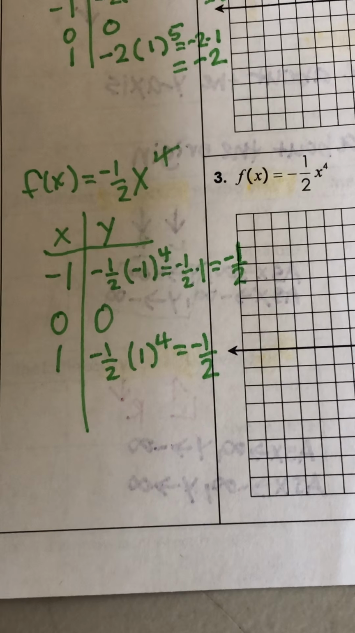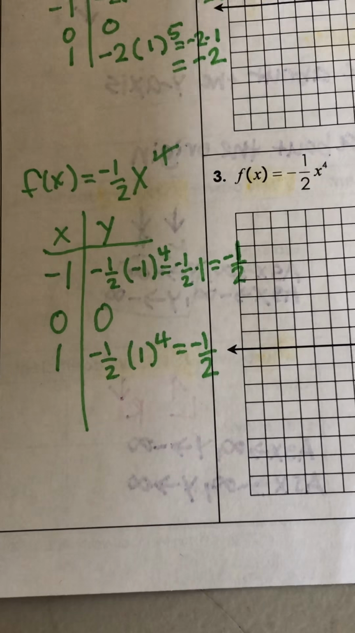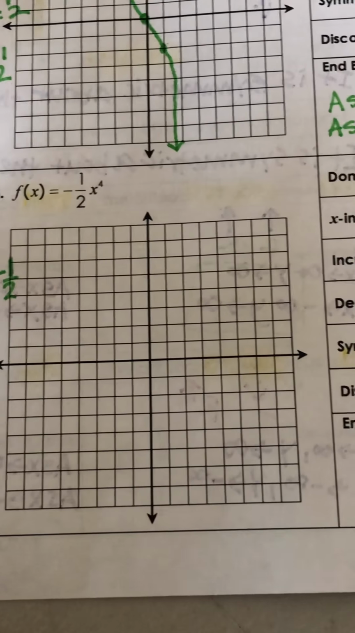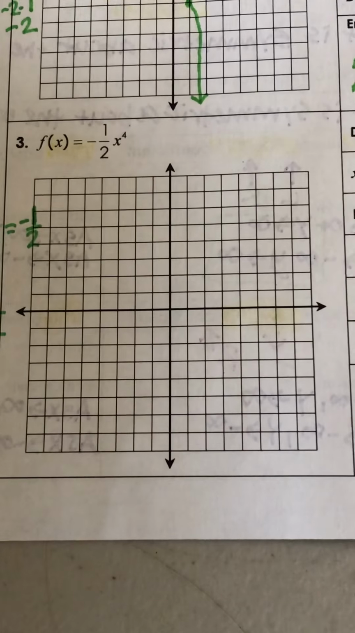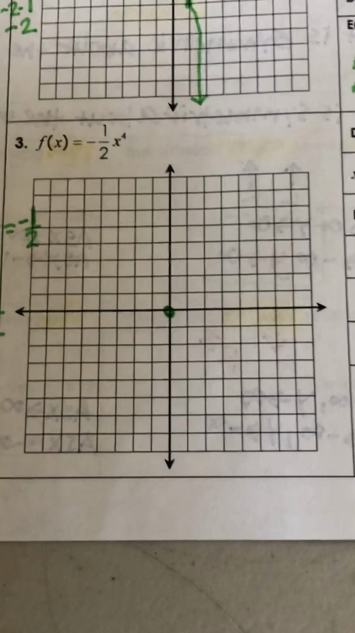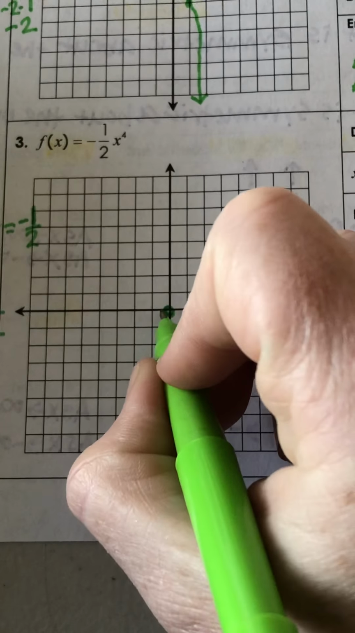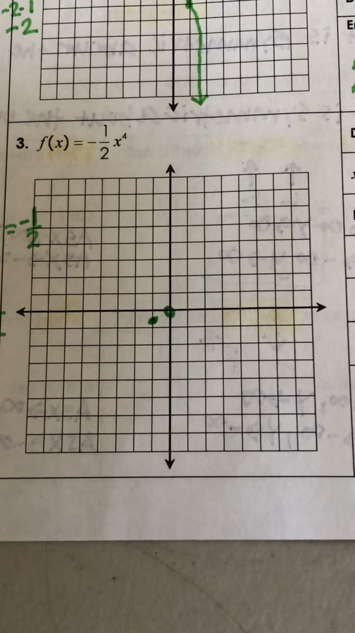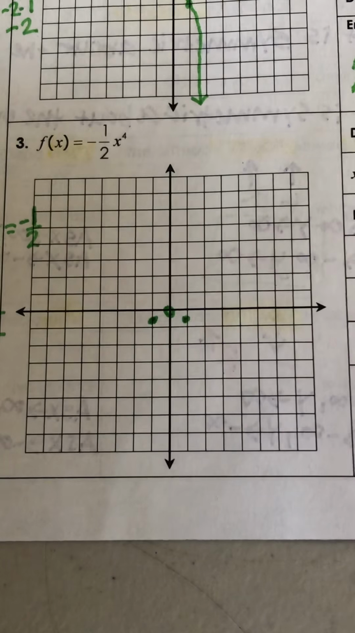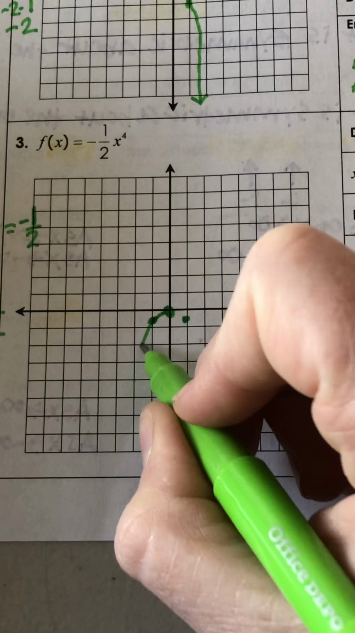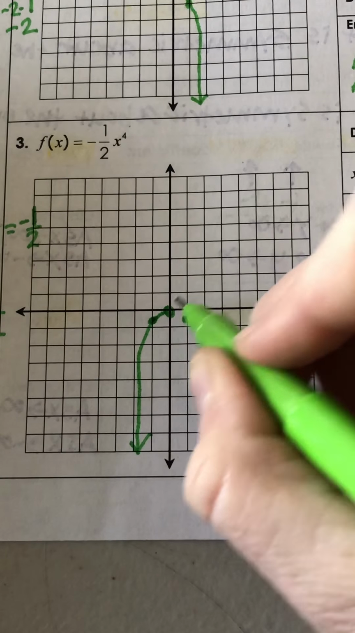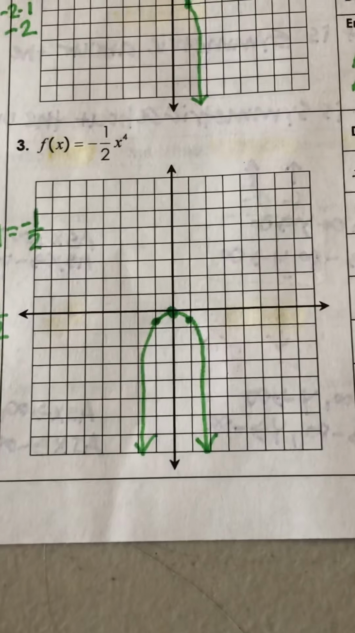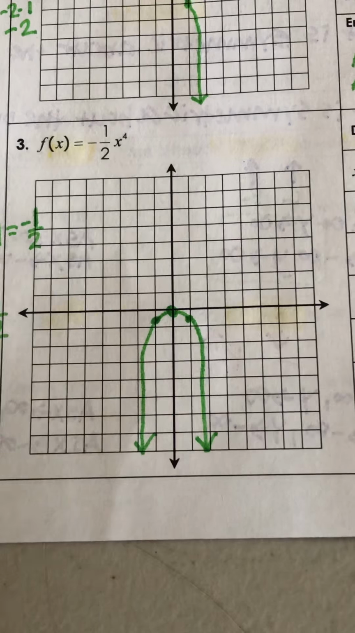Okay, so this is a vertical compression here. So it's going to go a little bit wider than we were expecting, or than we did before. Okay, so we have 0, 0. And -1, -1/2. It's down there. Then 1, -1/2. Okay, so see it's opening a little bit wider than our number 1 opened.